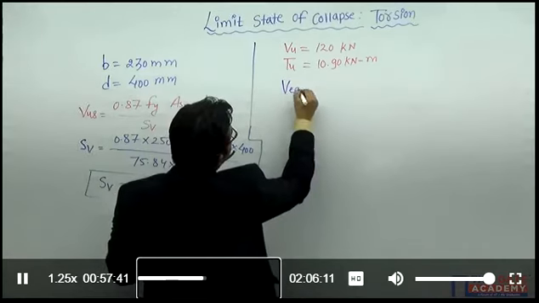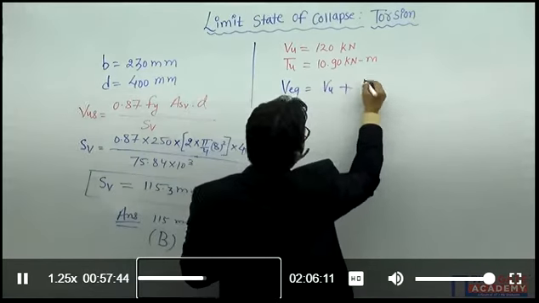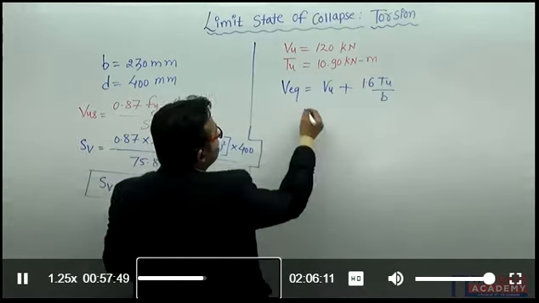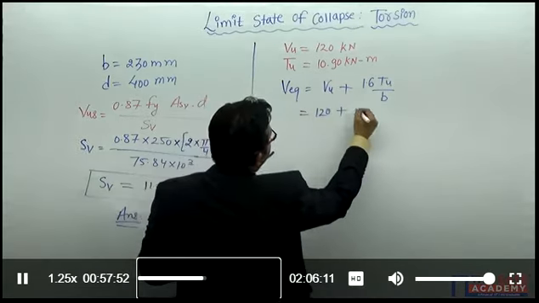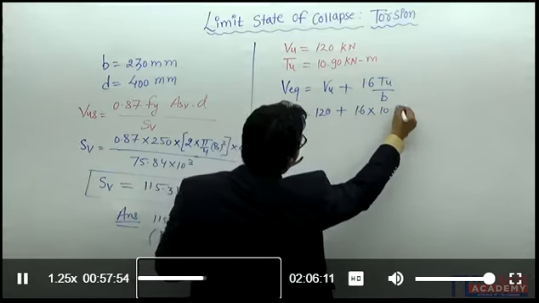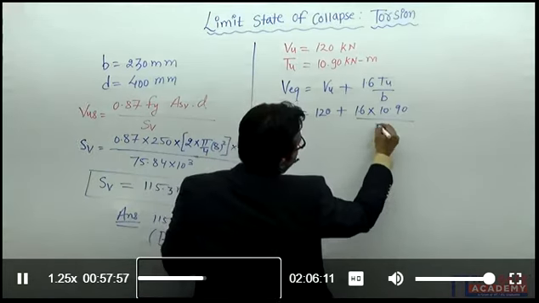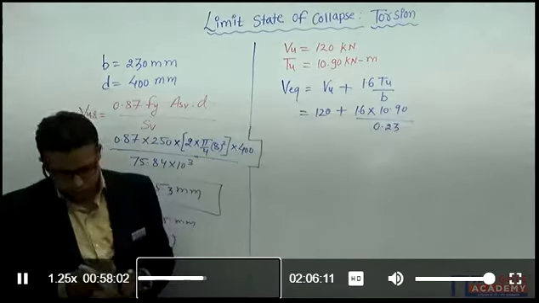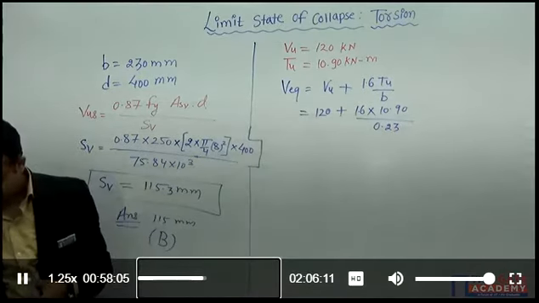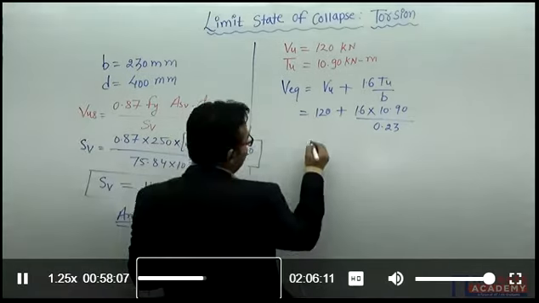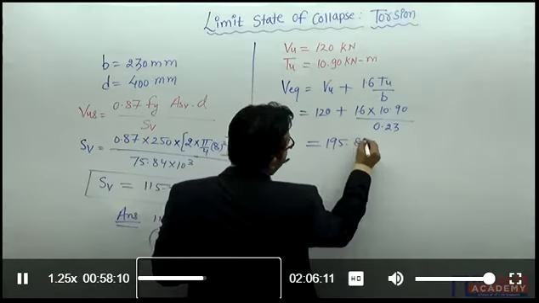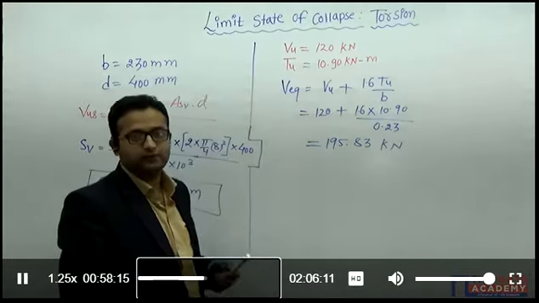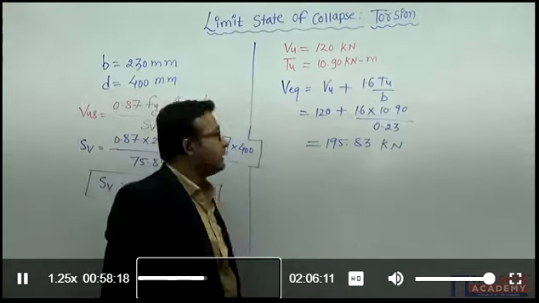The equivalent shear force is equal to Vu plus 1.6 Tu divided by b. Right, so the formula is 120 plus 1.6 into 10.90. Width of the beam is given 230 mm, so here I will be writing in meter 0.23. So the total equivalent shear force is equal to 195.83 kilonewton. This is the total equivalent shear force considering the effect of torsion.